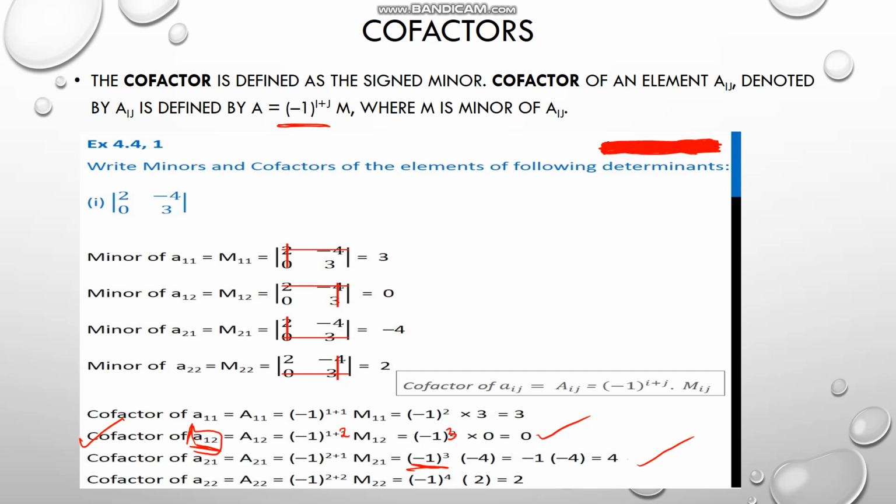In general, we can say the cofactor of Aij is equal to minus 1 power i plus j Mij. If we find the minor of that particular value, then we need to introduce the position value of that element of the determinant, and then we will get the cofactor of that particular element.